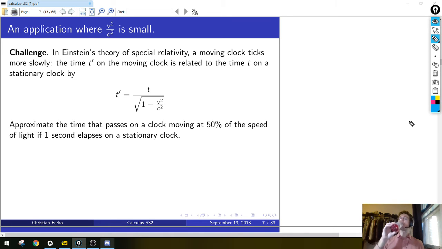So I'm thinking before all else, I don't think that for what we are interested in, v squared over c squared is small.